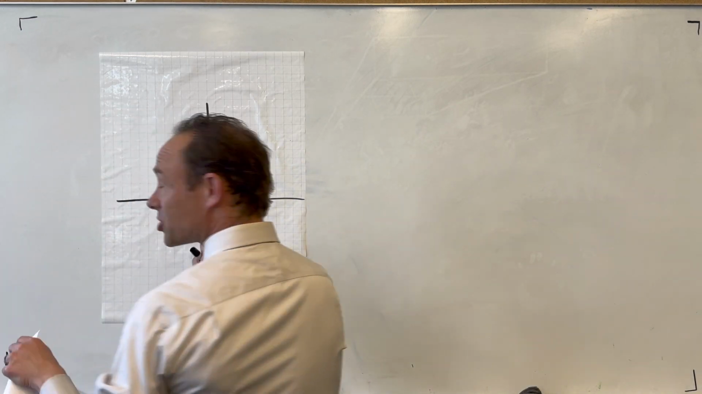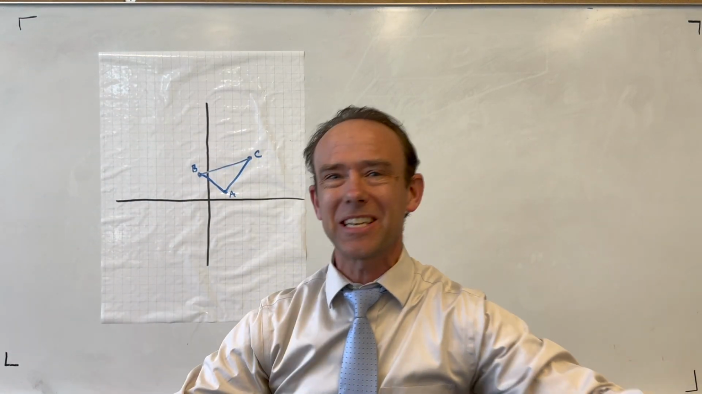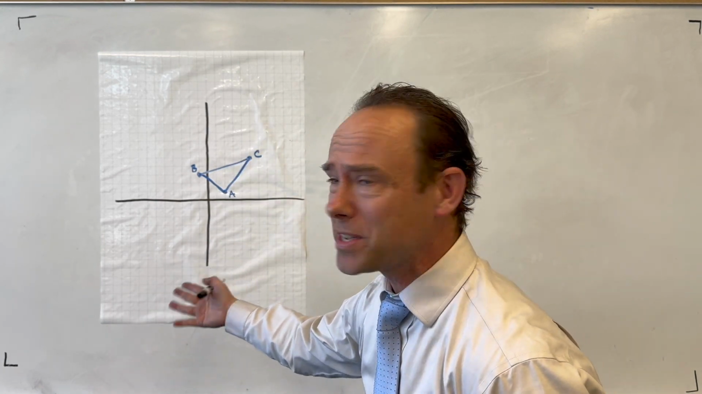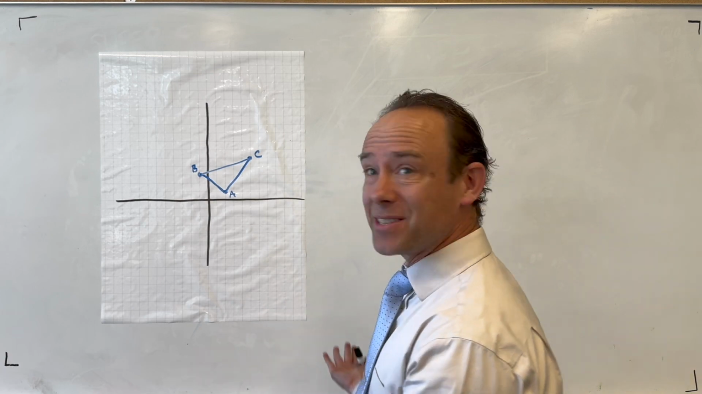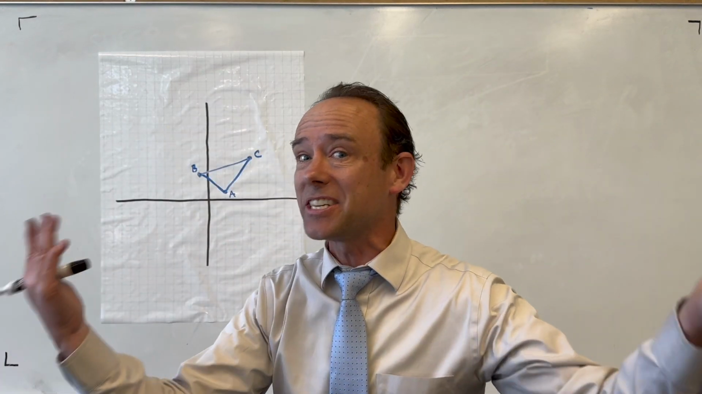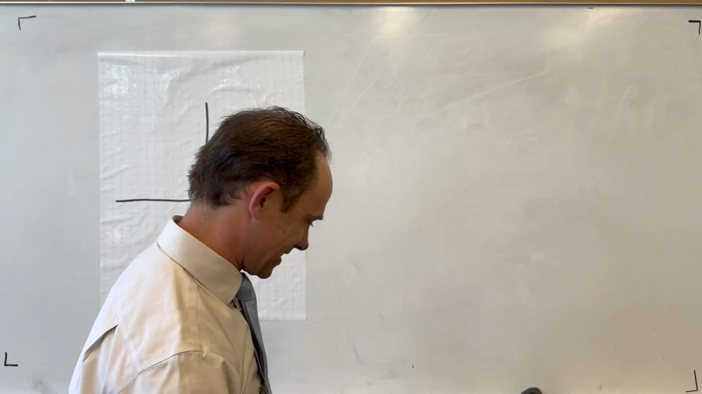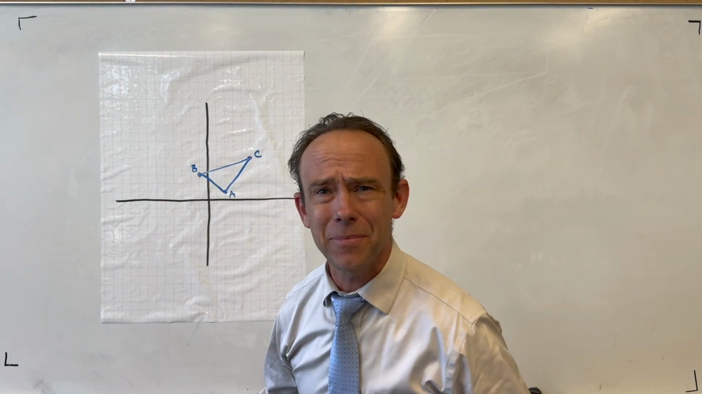Okay, so this is our triangle that we're going to dilate. First of all, you're probably saying, damn, Mr. Miller's like a wizard. He just put that piece of paper on it. He didn't even use tape. How is it staying up there?